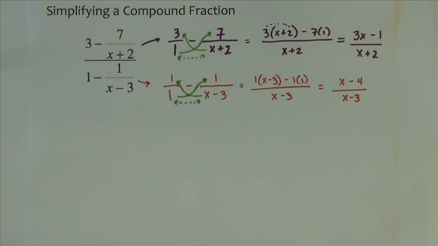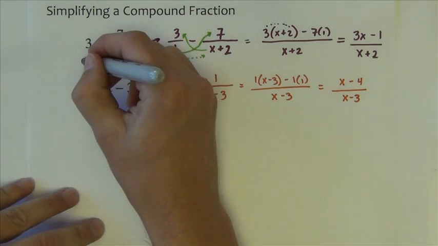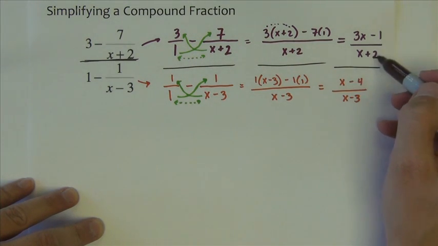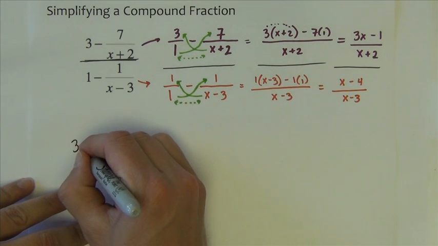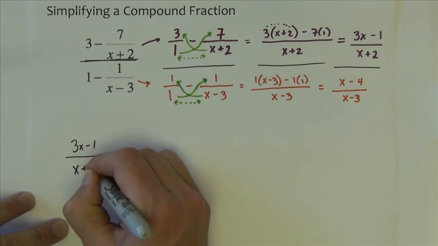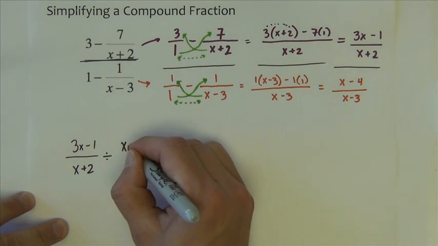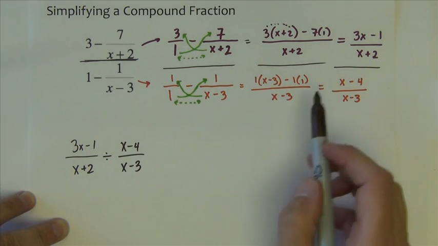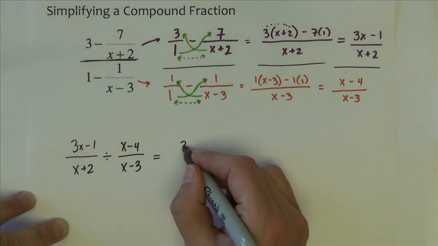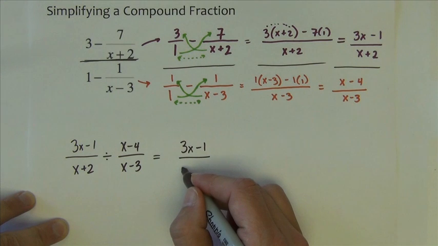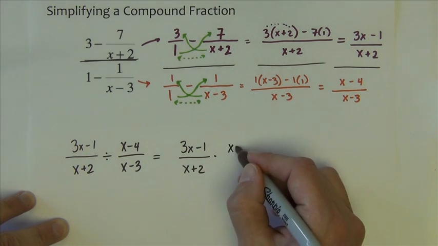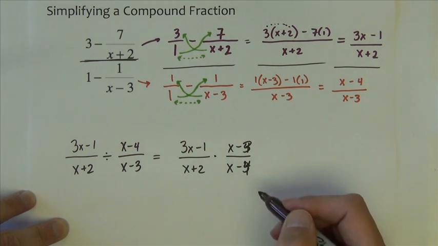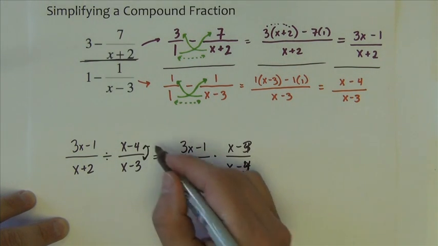Okay, so what do I have now? I have, notice there was a division bar right here. So this is still divided, still divided, still divided. I've got this fraction divided by this one. So we have 3x minus 1 over x plus 2 divided by x minus 4 over x minus 3. So we change the appearance of this. It looks like something we've seen before. This is the same as 3x minus 1 over x plus 2 times x minus 4. Whoops, that should be a 3 and that should be a 4 because we are flipping this.